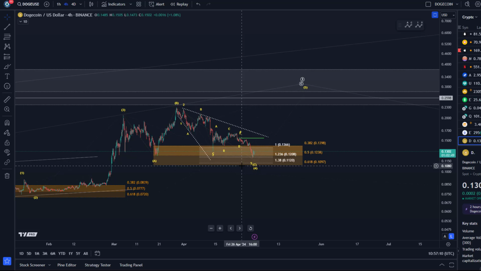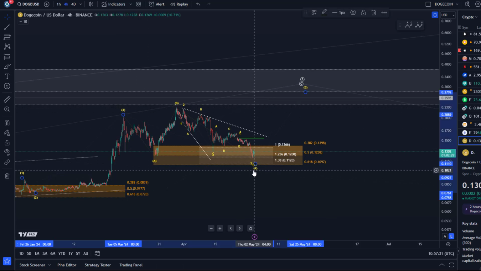The general support region is just a Fibonacci retracement zone highlighted here between 11 cents and 14 cents, between the 61.8 retracement level and the 38.2 retracement level, with the 50% Fib level in between. And then we have additional Fibonacci extension levels here, which are calculated based on the internal projections of this correction.